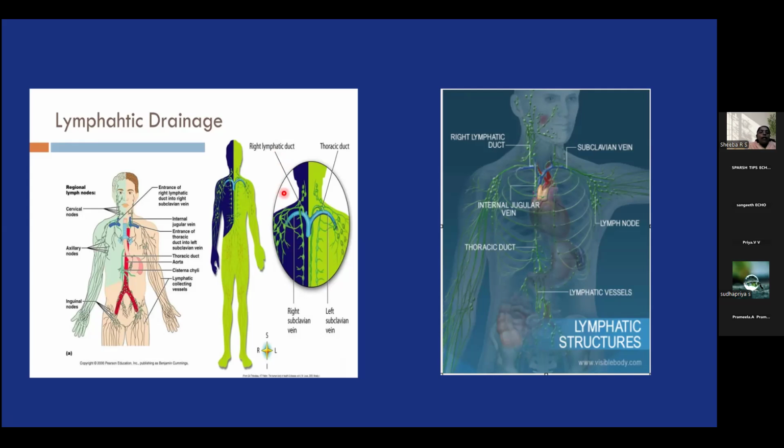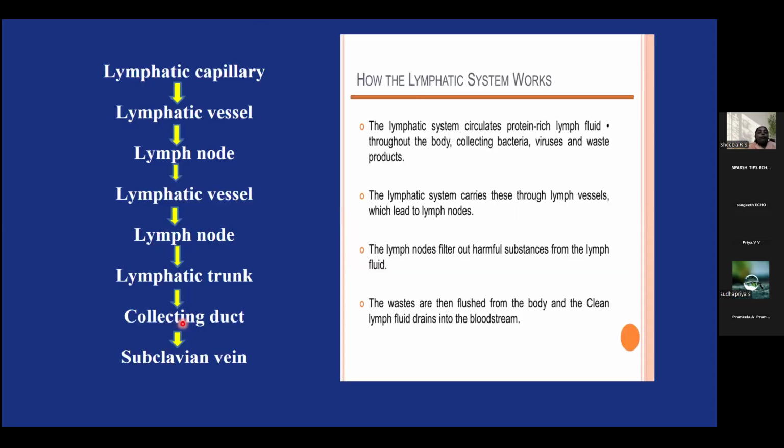The right lymphatic duct and the thoracic duct. There is a connection between the right lymphatic duct, it enters into the right subclavian vein, and the thoracic duct enters into the left subclavian vein. When the clear lymphatic fluids are drained into the subclavian vein, that is part of the circulatory system. That is why we are saying the circulatory system is a part of the lymphatic system.